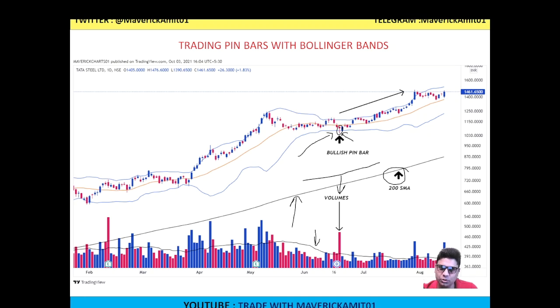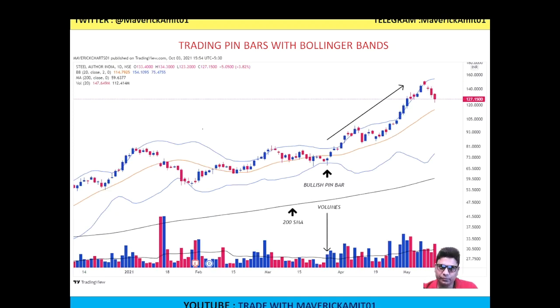It is easy to plot this 20 SMA line. There is an option in the TradingView software. You can have a look at it. So after this bullish pin bar was formed, we can enter at the close of this bullish pin bar. The low of the pin bar will be my negation level, and then we see a rally of prices on the upside. So let us have a look at another example.